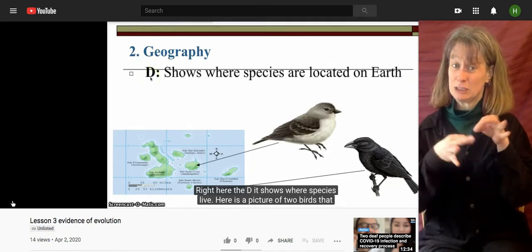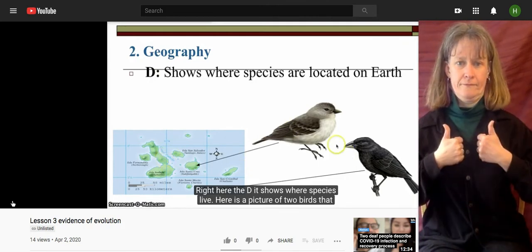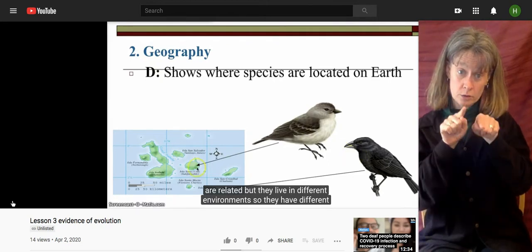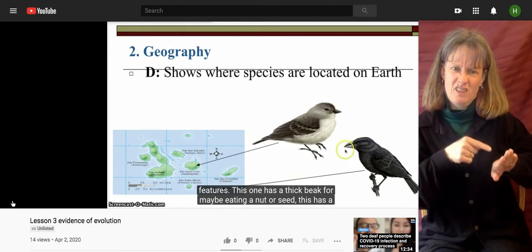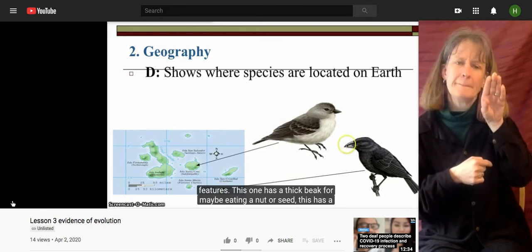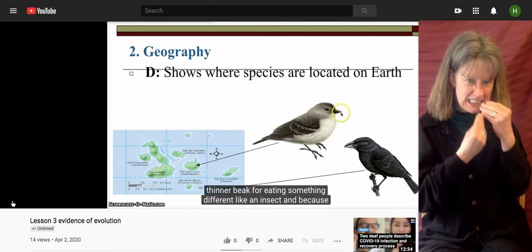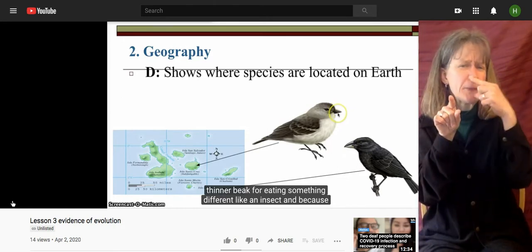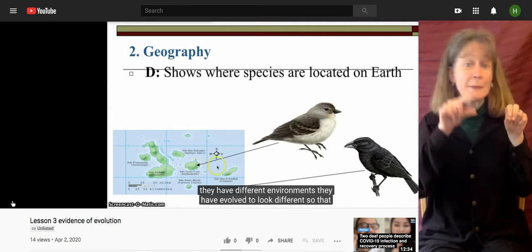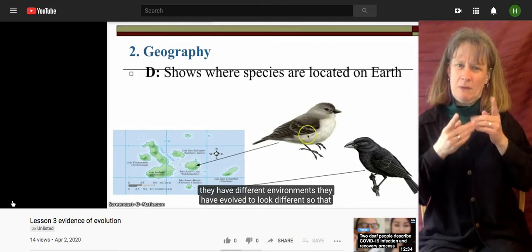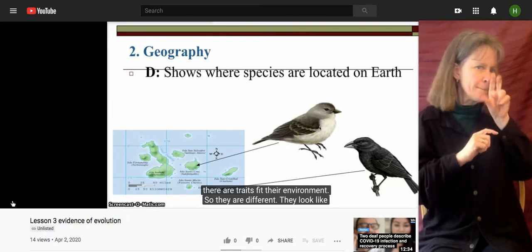The second piece of evidence is geography, and really it's just an easy description right here. It shows where species live. Here is a picture of two birds that are related, but they live in different environments, so they have different features. This one has a thick beak for maybe eating a nut or seed. This one has a thinner beak for eating something different, like an insect. Because they have different environments, they have evolved to look different so that their traits fit their environment.